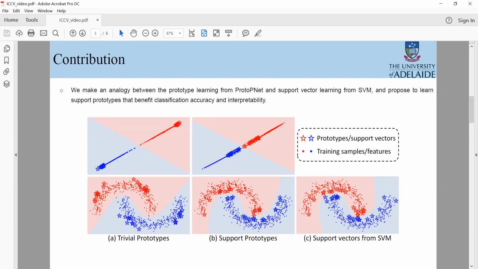So basically, in this work, our contribution is we try to learn the support prototypes that can benefit the classification accuracy and interpretability. And we also make an analogy between the prototype learning of ProtoPNet and support vector learning of SVM. For example, in this figure, we notice that our support prototypes are indeed located near to the classification boundary, just like the support vectors in SVM.